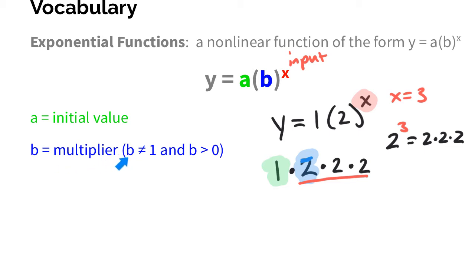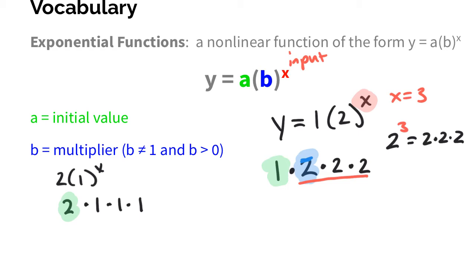Our multiplier b cannot be equal to 1. So let's say that, for example, I switch a and b. Instead of 1 times 2 to the x, let's say I had 2 times 1 to the x. That would mean I'd start at 2. That would be my initial value. But now I'm going to multiply by 1 as many times as I want. Let's say I were to multiply by 1 3 times. Why b cannot be 1 is because if I were to keep taking 2 and multiplying it by 1, 2 is never going to change.